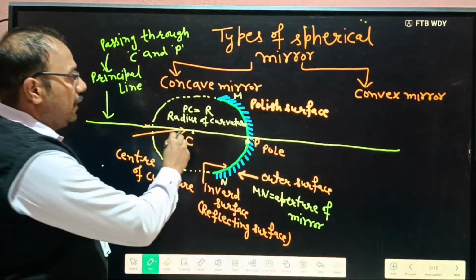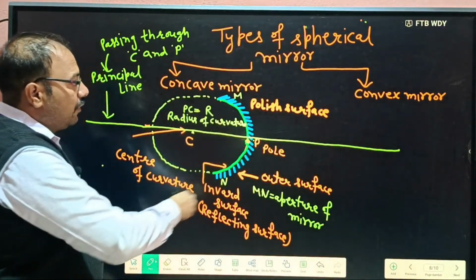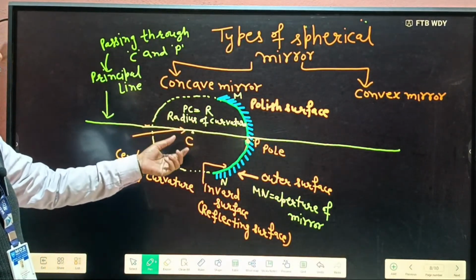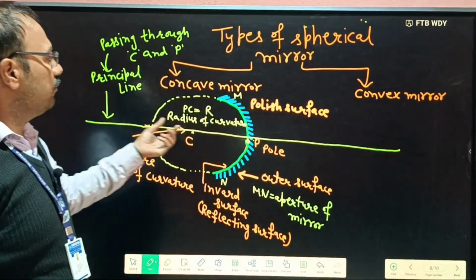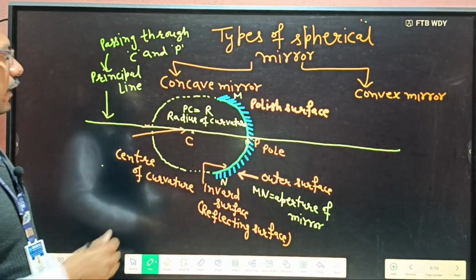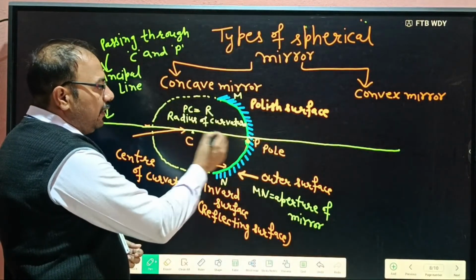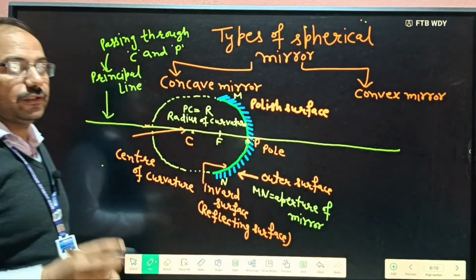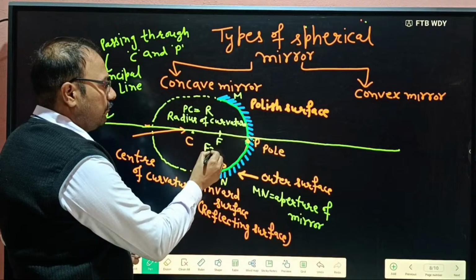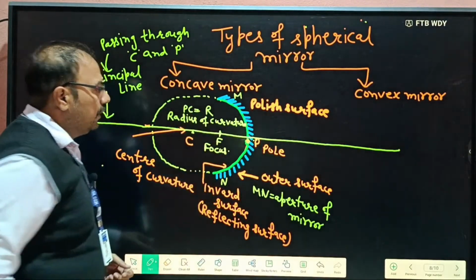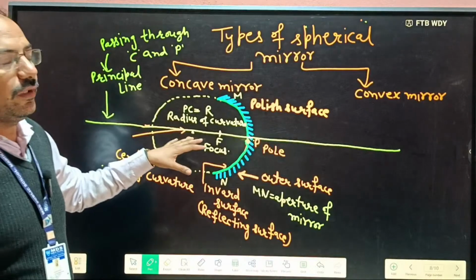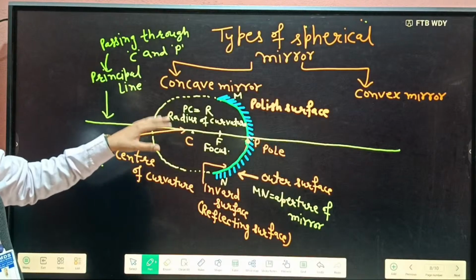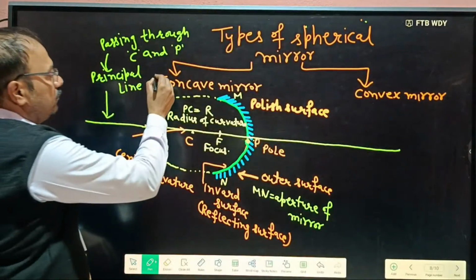So this is known as the radius of curvature, and these are the different names of the parts of the spherical mirror: center of curvature, aperture, pole, principal axis, and one more thing. Between P and C, at the middle of P and C, there is F. This F is known as the focus. So these are the different parts and terms of the mirror we need in image formation, and this is for the concave mirror.